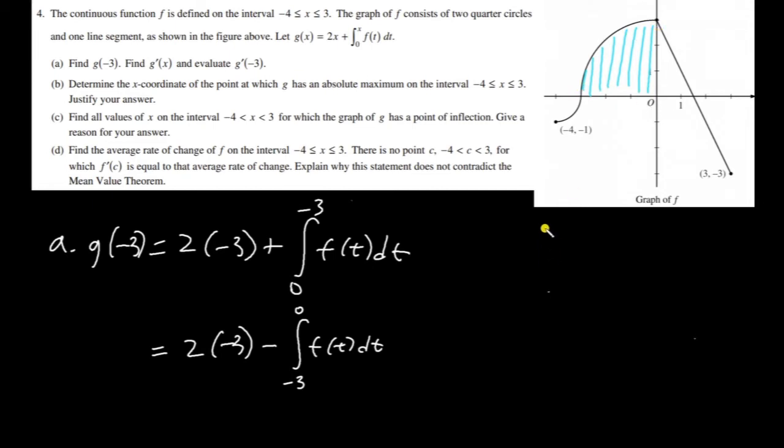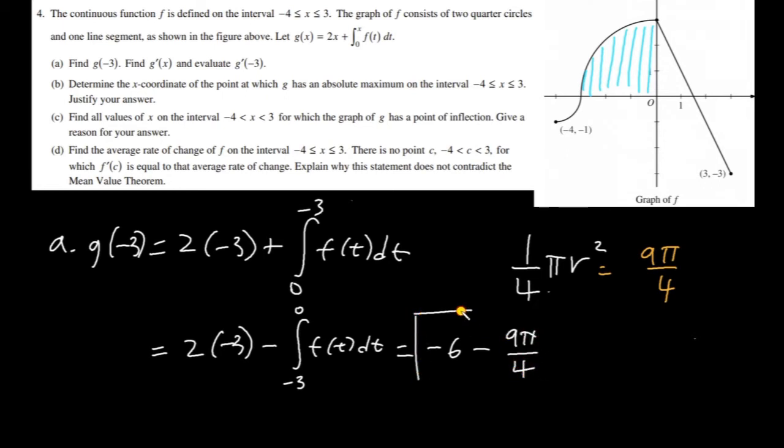Remember, the area of a whole circle is pi r squared. So the area of a quarter circle is going to be, drum roll please, 1/4 of pi r squared. In this case, since r is 3, it's going to be 9 pi over 4, right? 3 squared is 9, 9 times pi is 9 pi, and then 9 pi over 4. So what this is, is -6 minus 9 pi over 4, okay? And that is part A.